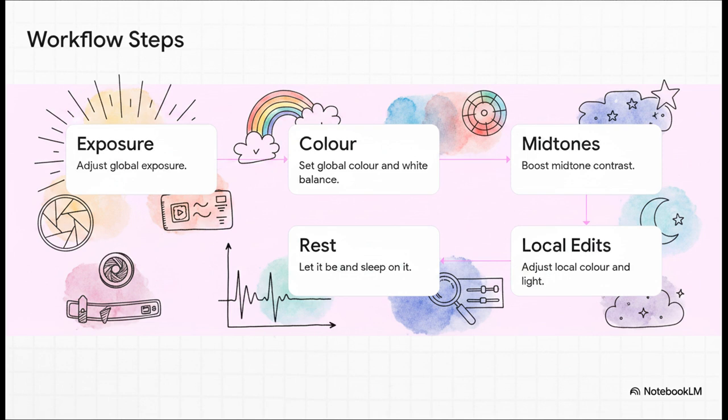Step 1 is global exposure. Step 2 is global color, making sure that white balance we talked about is absolutely perfect. Step 3 is boosting midtone contrast. Only then do you move to step 4, local color, where you make delicate tweaks to specific parts of the image. And step 5, let it be.